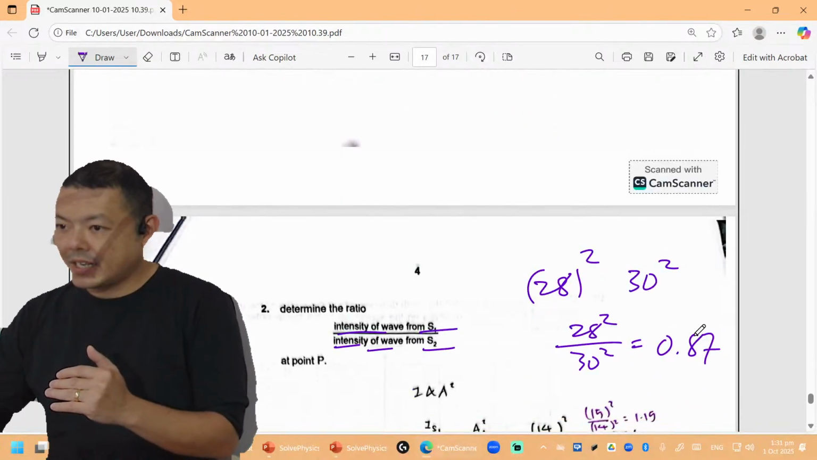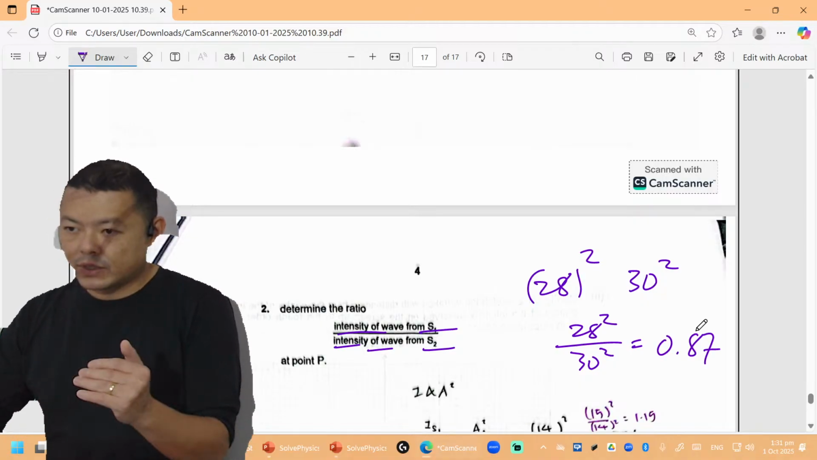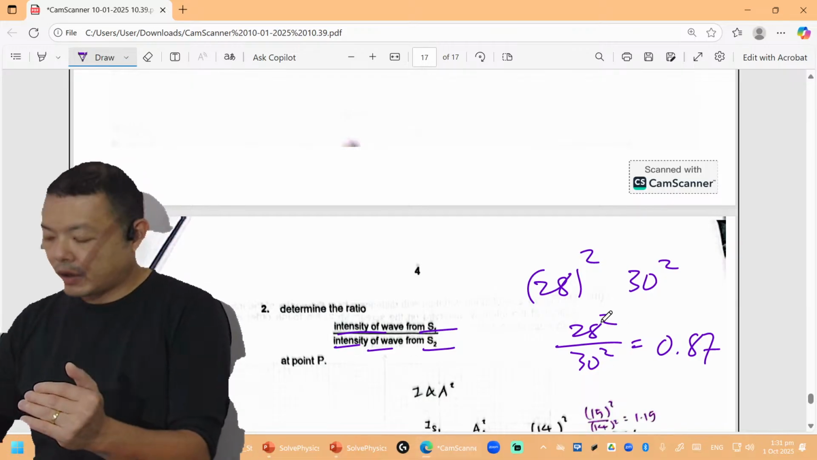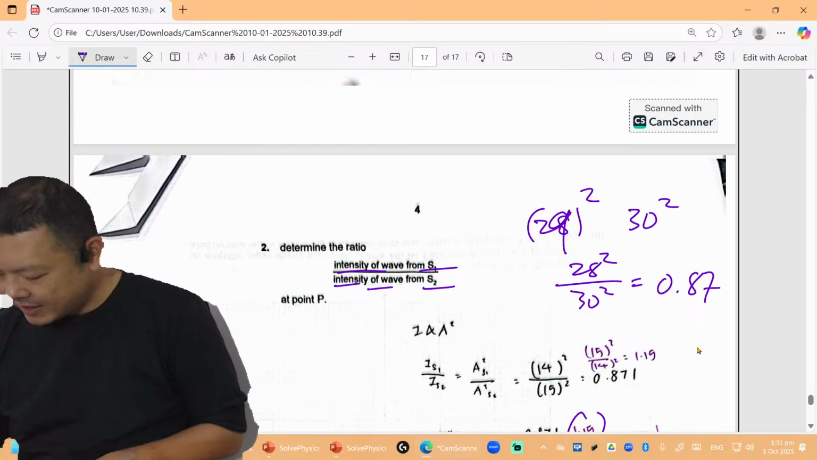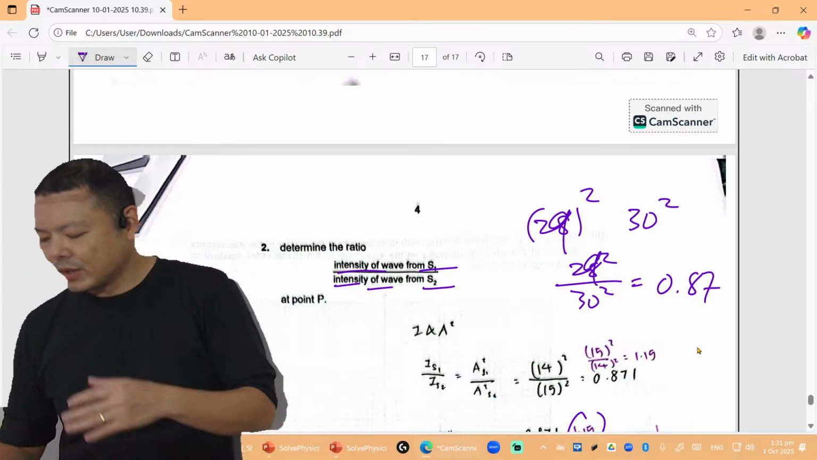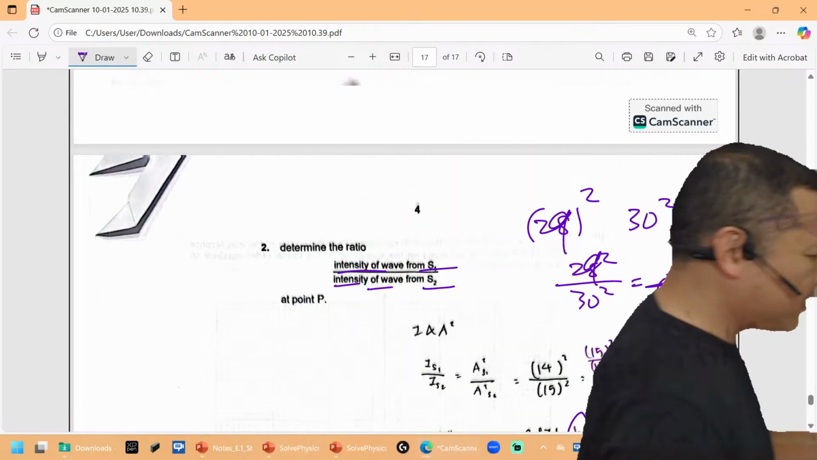Basically, you have to remember that superposition is about the adding of the amplitudes. So if one amplitude is 14 and the other is 15, then the total amplitude is, what's wrong with me, 29. Sorry about that. So it's 29 squared over 30 squared. How much is that? Not 28, sorry.